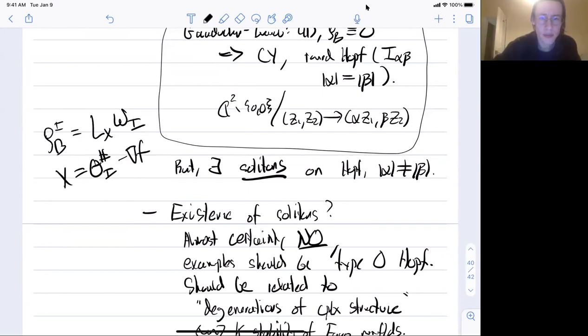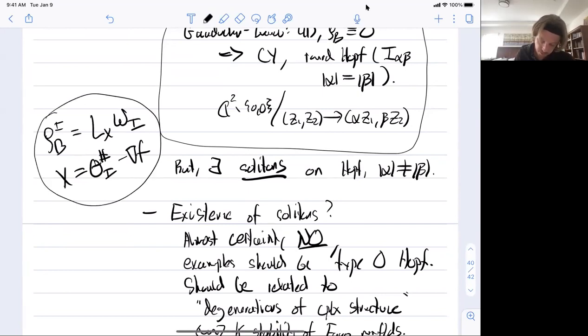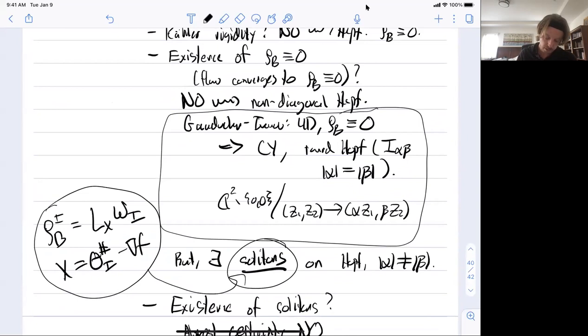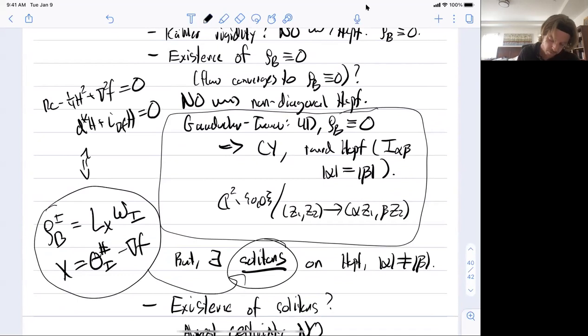Sorry, what is this equation? Yeah, sorry. This is the soliton equation. And this is equivalent to just the usual Ricci soliton equations. So it turns out it's equivalent to these.